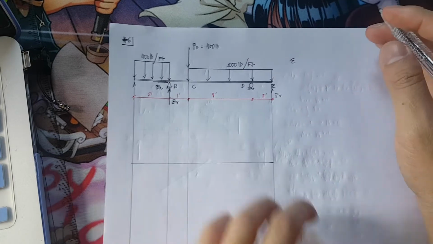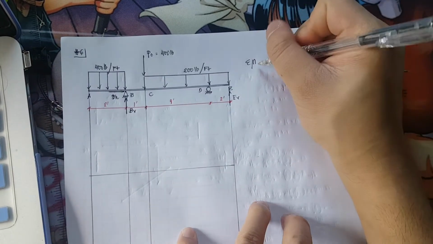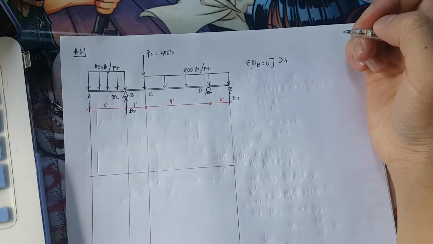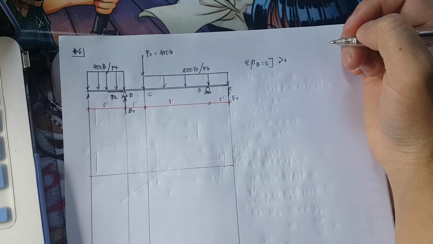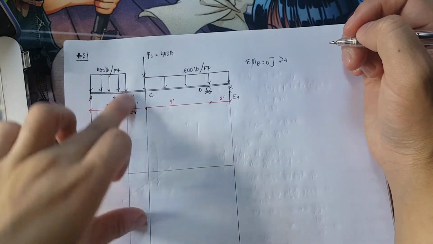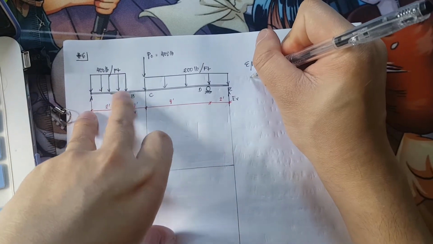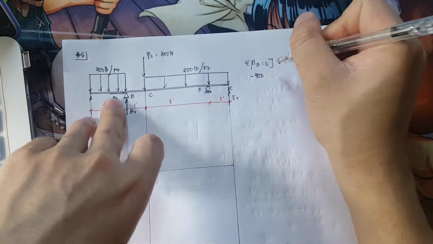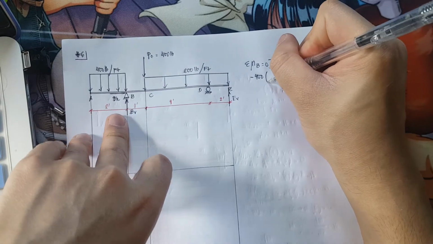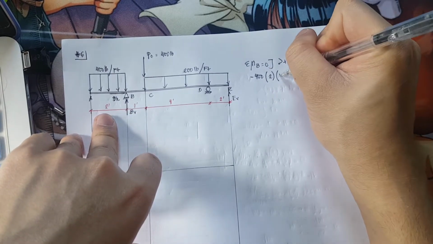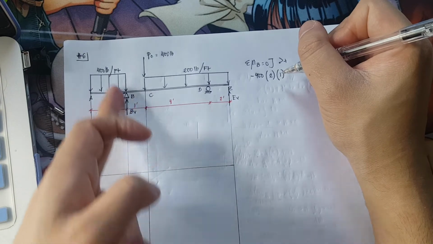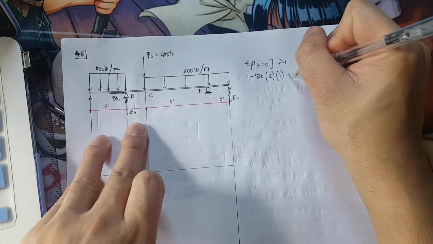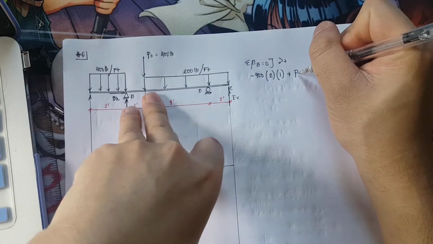So summation of moment with respect to B is equivalent to 0. All forces rotating clockwise should be positive. So what are the forces that are going to rotate? We have 400 pounds, and the 400 rotates counterclockwise. So negative 400 times a distance of 2 feet, with a lever arm of 1 foot because it is acting at the center. Okay, so plus PC will be rotating clockwise, so that would be plus PC.